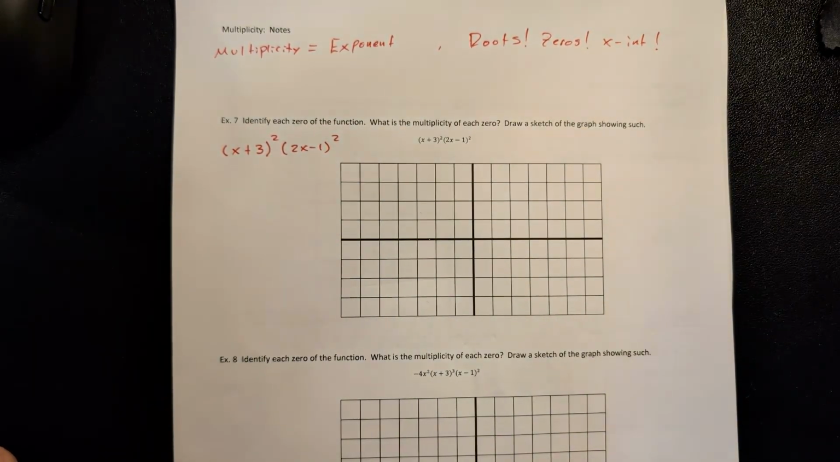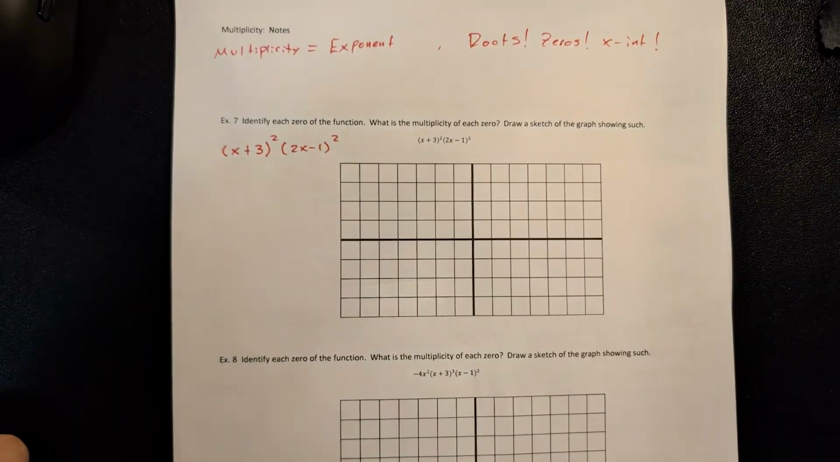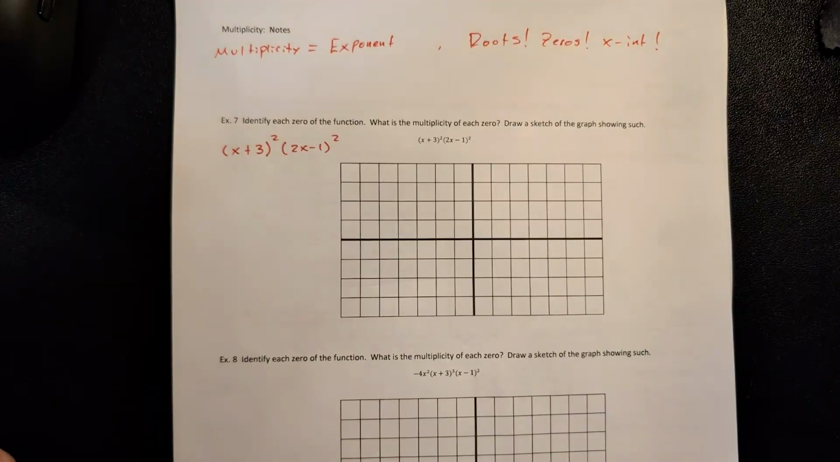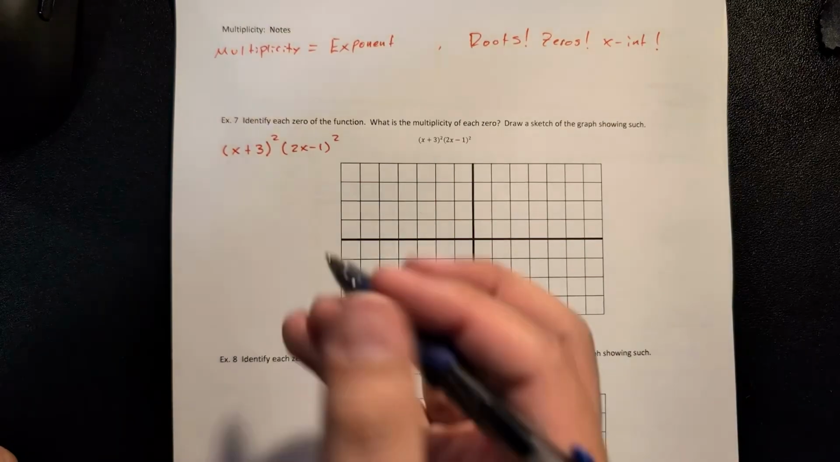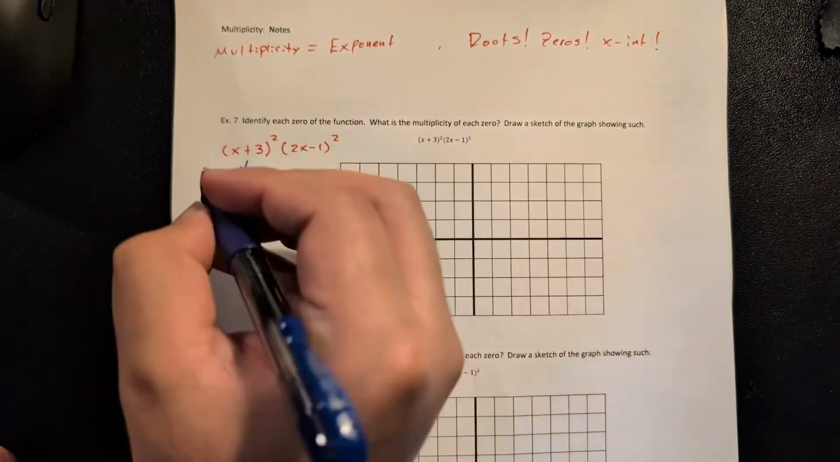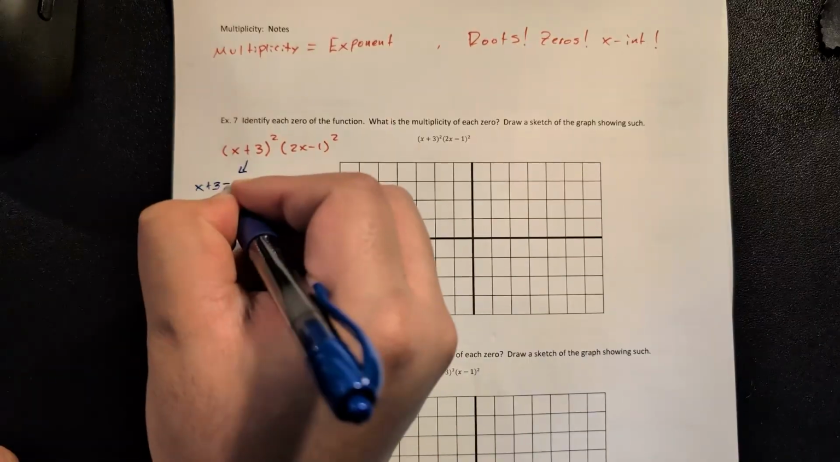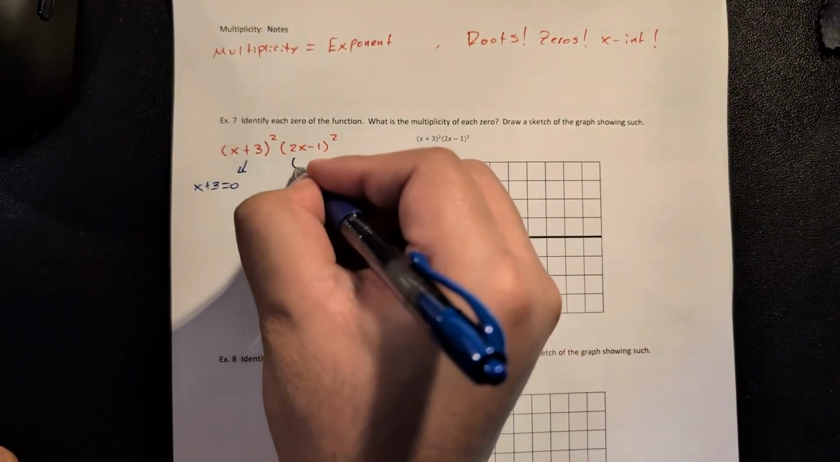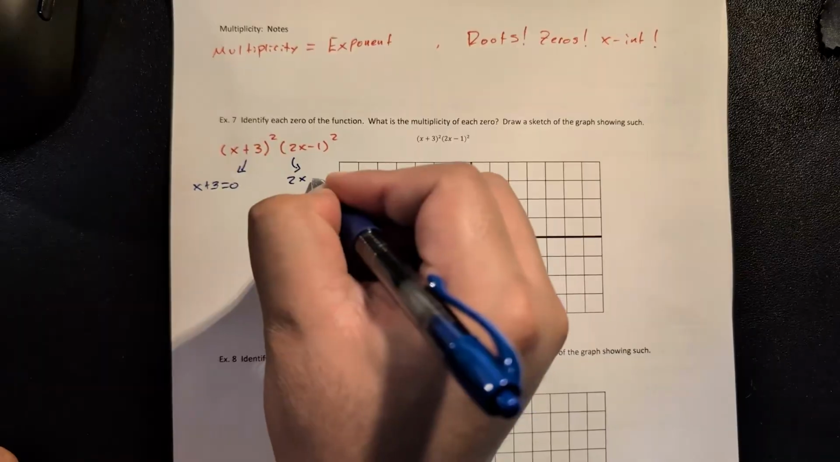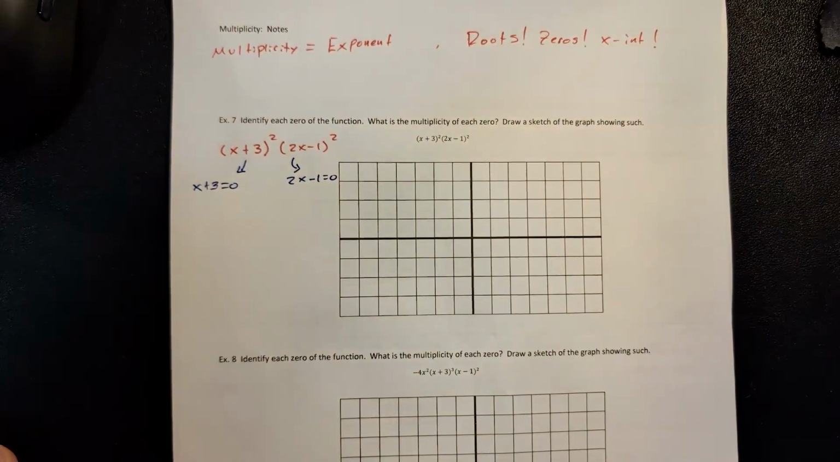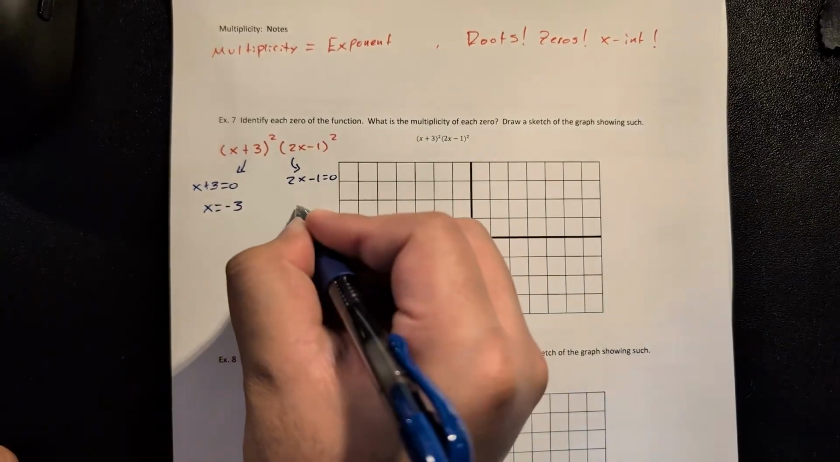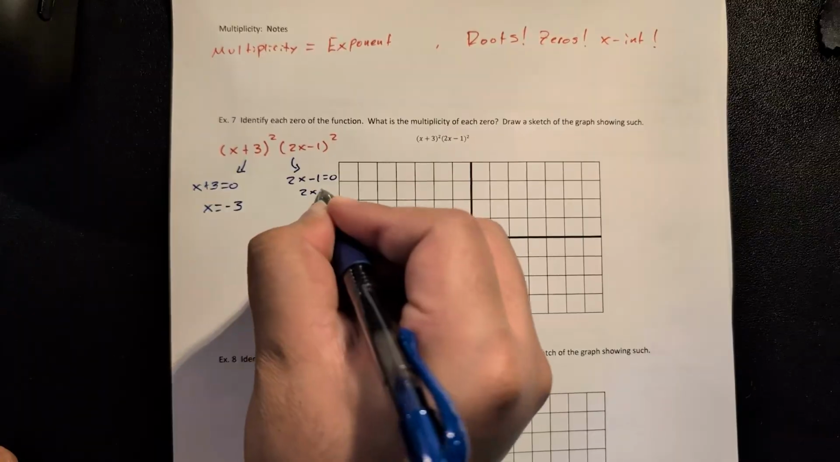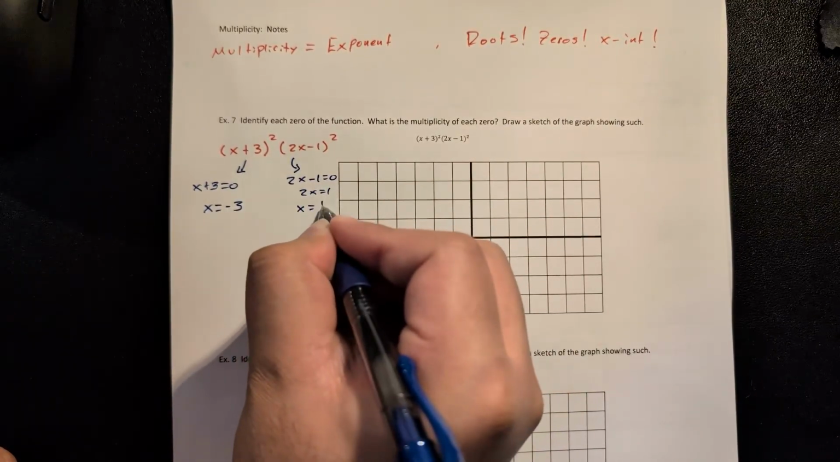Okay, so here, how do I find my zeros, my roots, or my x-intercepts from this? Since it's in factored form already, we don't need to do any factoring. We just have to set them equal to 0. So we have x plus 3 is equal to 0, and then 2x minus 1 is equal to 0. Solving for x, we get x is equal to negative 3, and 2x is equal to 1, so x equals 1 over 2.